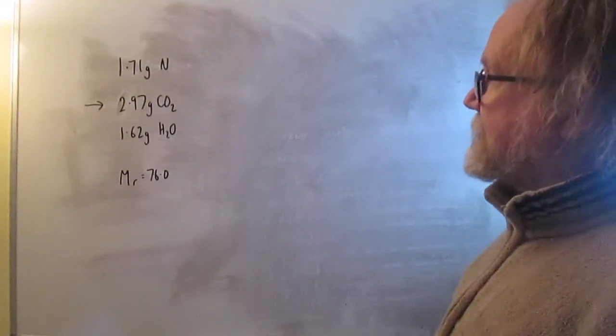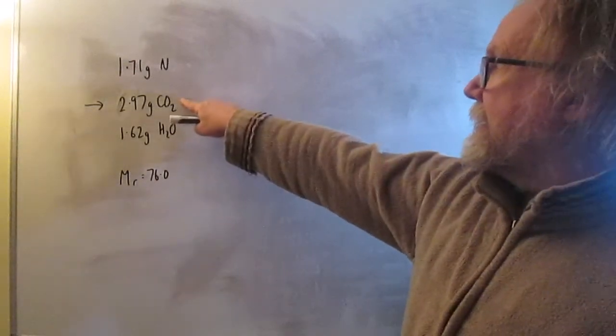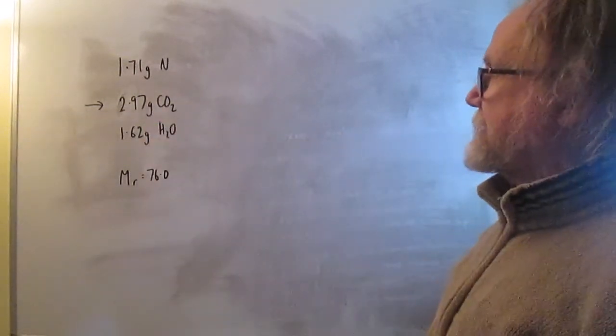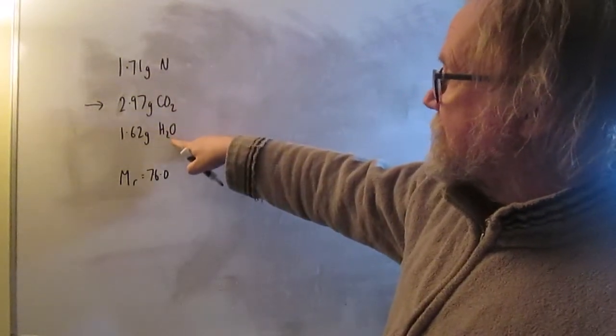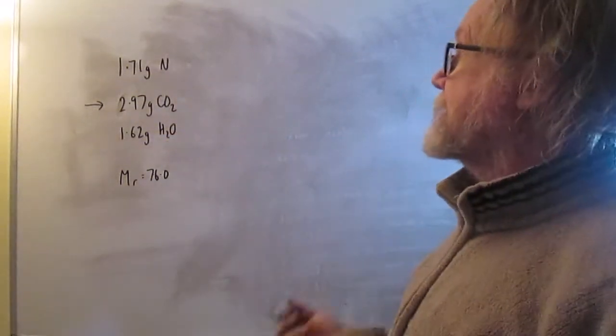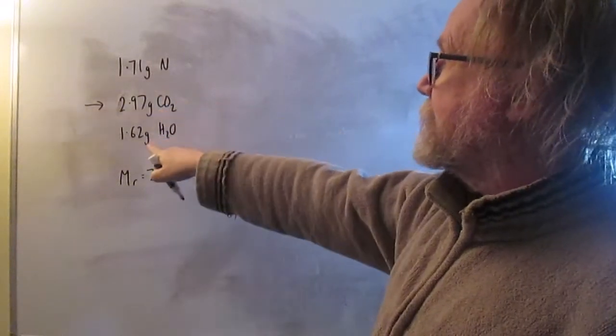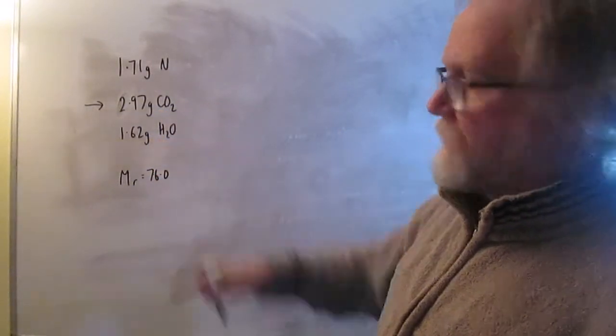So the first thing to do is to, as always, when you see masses, turn them into moles. But having got the moles of carbon dioxide and hydrogen, what we're actually interested in are the moles of carbon that this came from. And, let's start this again.